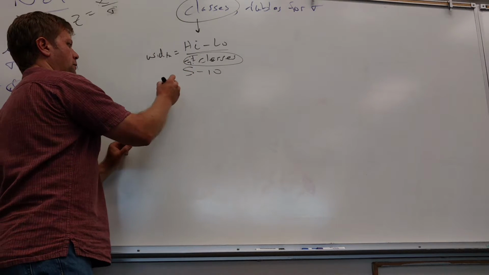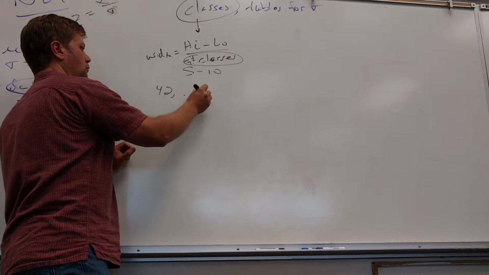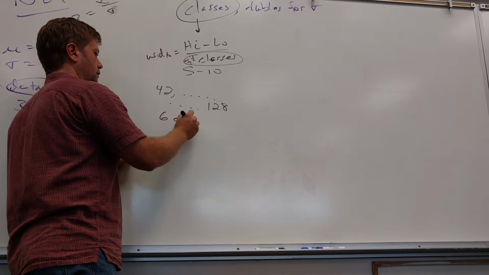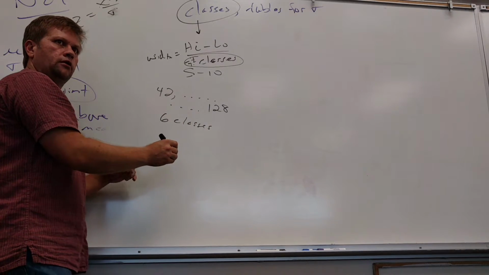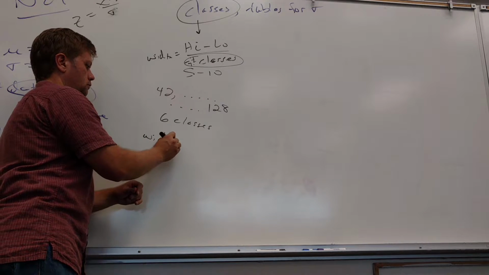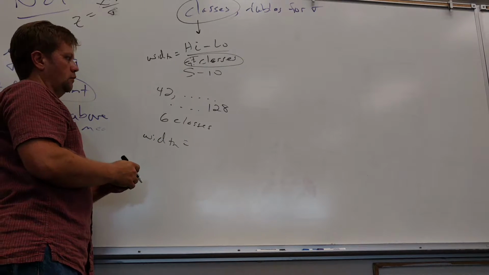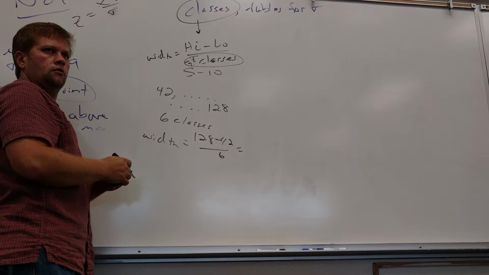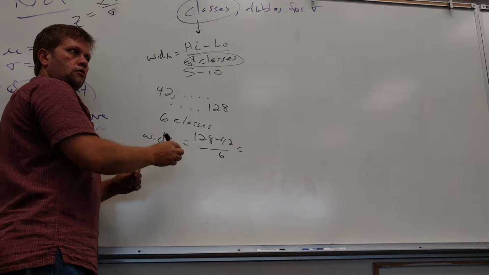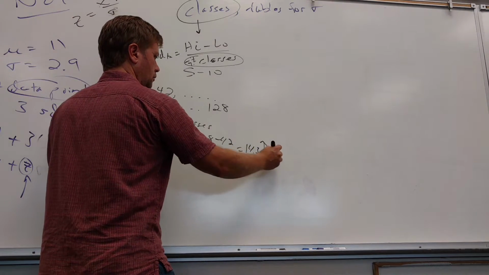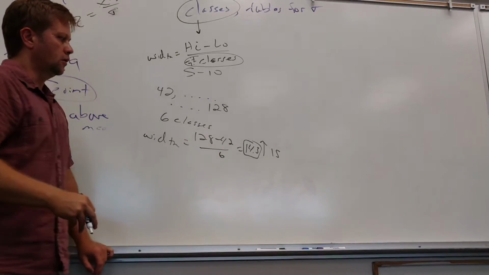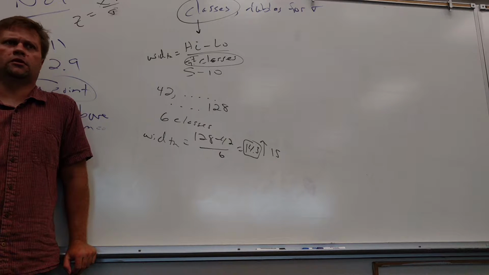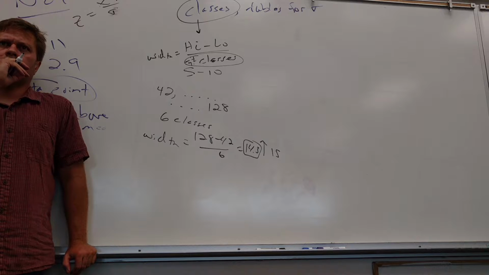Say, for example, I had a series of data that was 42, up to 128. And let's say you want to use 6 classes for whatever reason. What would the width be? 128 minus 42 divided by 6. That's 14.3, so round to 15. Don't use the decimal number. Always round that up, right?